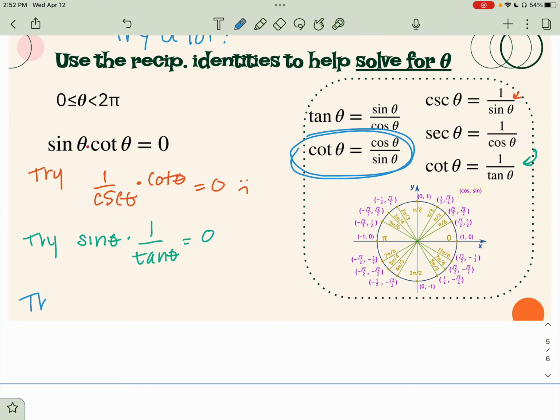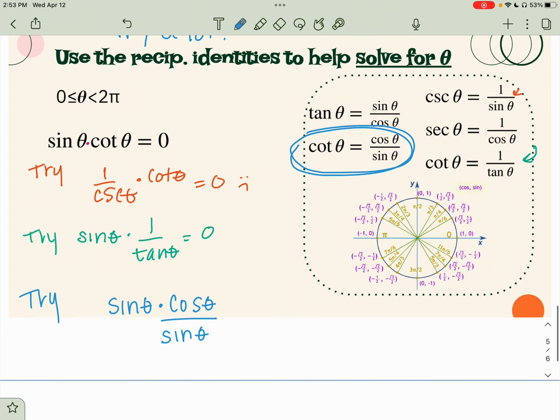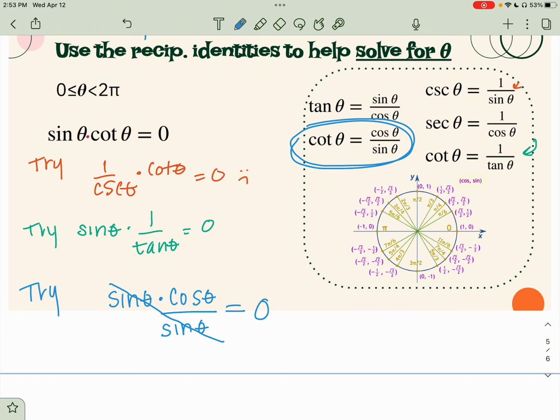So let's try leaving sine theta alone and substituting in what we know, that cotangent theta is also cosine theta over sine theta. And guess what? This is something I can do because look, I have a sine divided by sine. Those turn into 1 or cancel out, as we like to say. And then all I'm left with is cosine theta equals 0. This is something I can find on my unit circle right here. Cosine theta equals 0 at pi over 2 and 3 pi over 2. And those are my answers for this one.